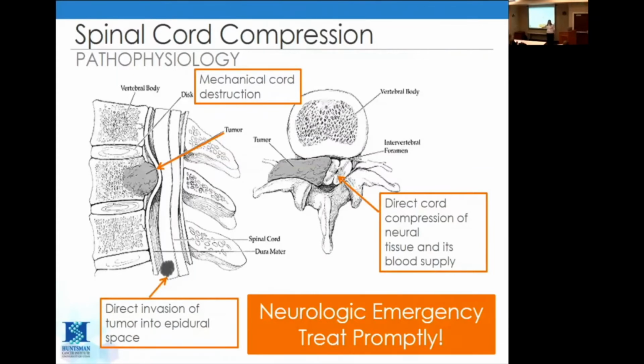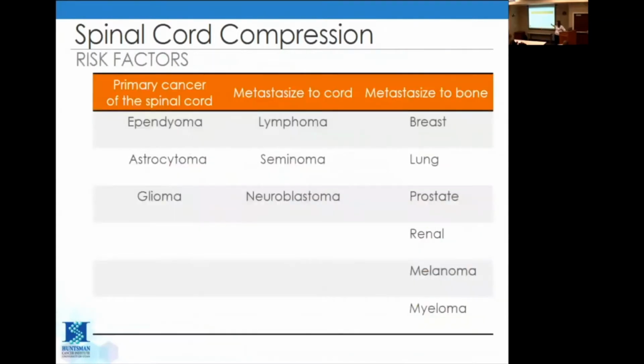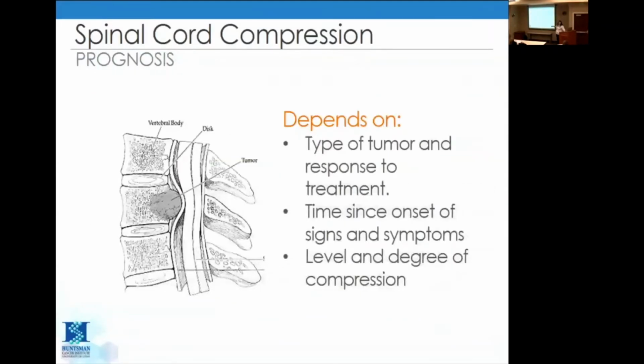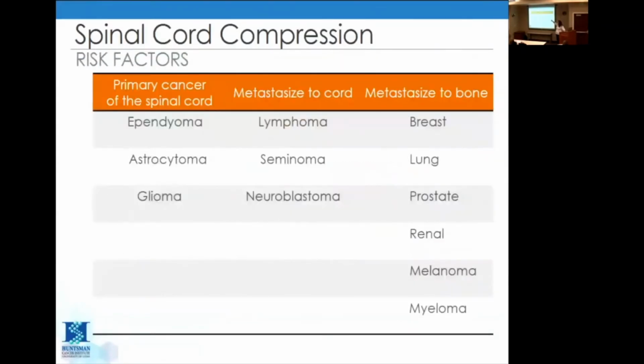Spinal cord compression, extremely rapid. So once again, you can have the primary, the metastasis to the cord or to the bone, and this one is the most common right here. Lymphoma, though: lymphoma number 1, breast and lung number 2 for those. So lymphoma, breast and lung.